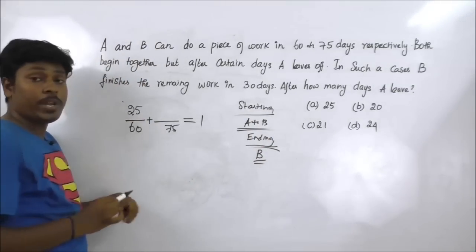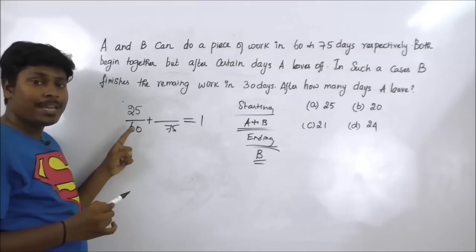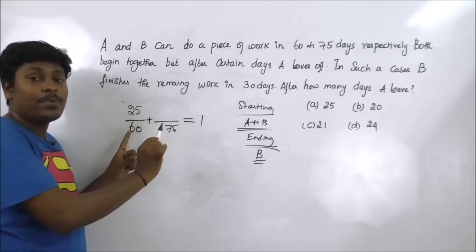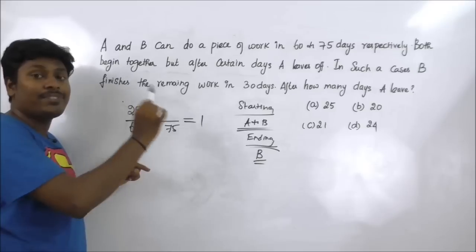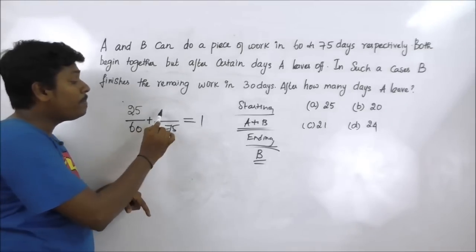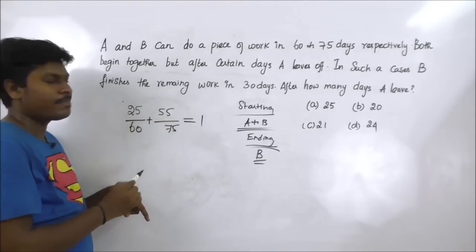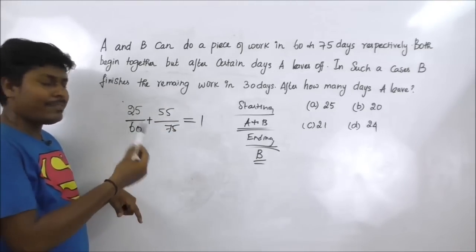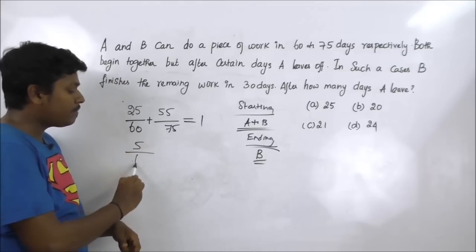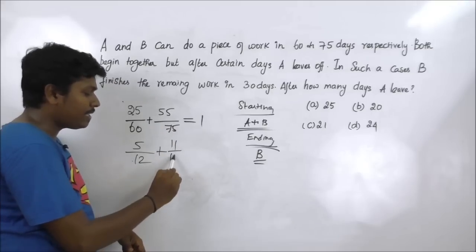If I put 25 here for A, what about B? He worked the remaining work for 30 days. So, see here, B has worked the remaining 30 days. If 25 days is the work done by A, so B should be 55. Then only the difference between both the persons will be 30 days. Just cancel it by the 5 table. 5 5s are 25, divided by 12. Similarly, when we cancel 55, 11. So 75, that is 15.